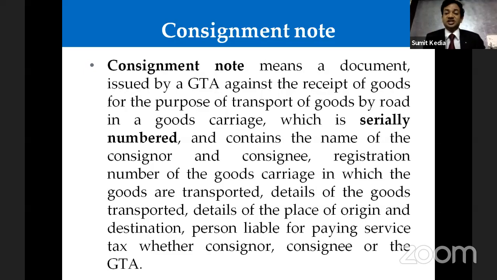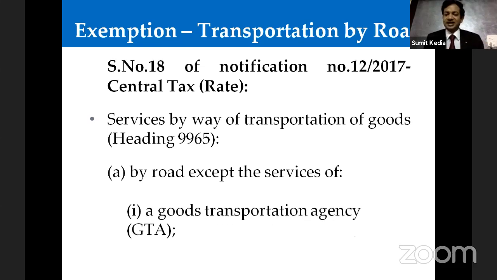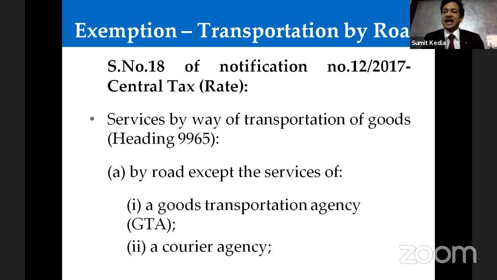Let us discuss this in detail. This is the exemption entry, serial number 18 of exemption notification 12. It says services by way of transportation of goods by road, except the services of a GTA, will be exempt. So transportation of goods by road, if it's not a GTA, will become exempt. So in this transaction, if the tempo does not issue a consignment note, the transaction will be exempt under GST and no GST is leviable.